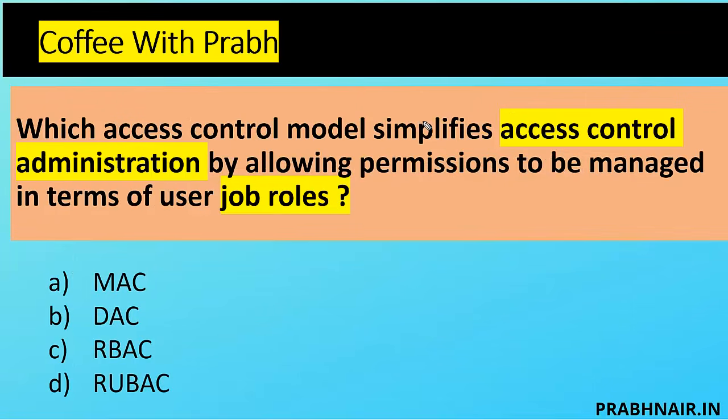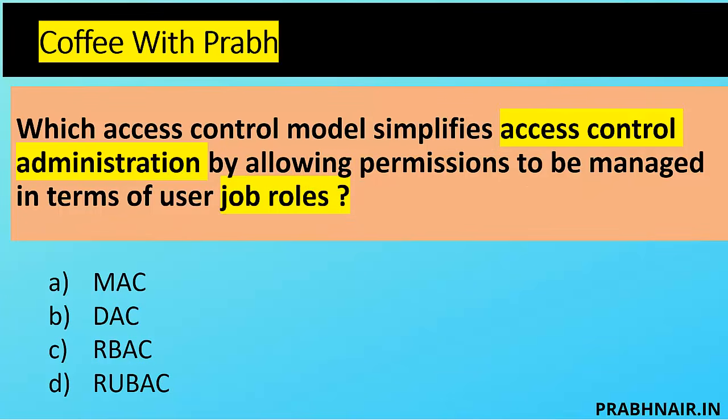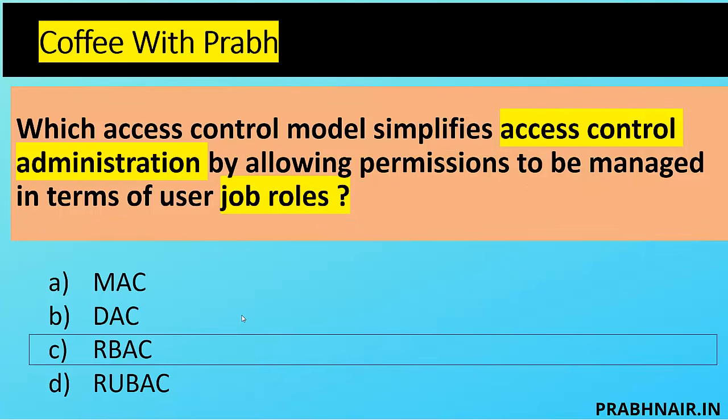Okay, so the question is, which access control simplifies access control administration by allowing permissions to be managed in terms of user job role? The keyword is basically user job role. So option A MAC, option B DAC, option C RBAC, and option D RuBAC. We already discussed that any question talking about job, roles, function, the answer is basically RBAC. That's why the answer is C for Charlie.